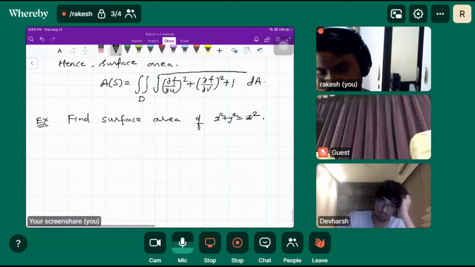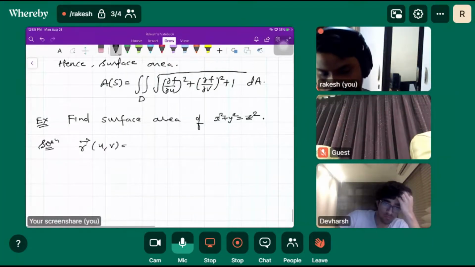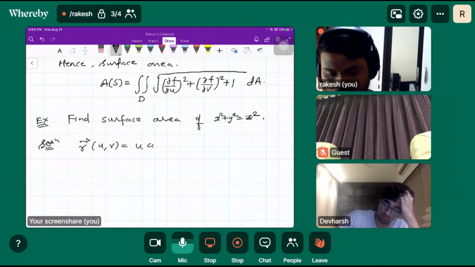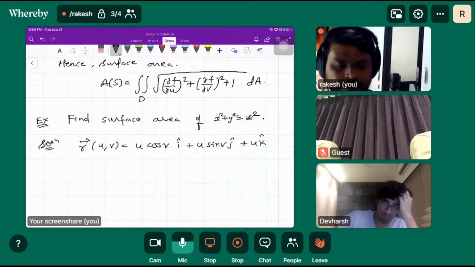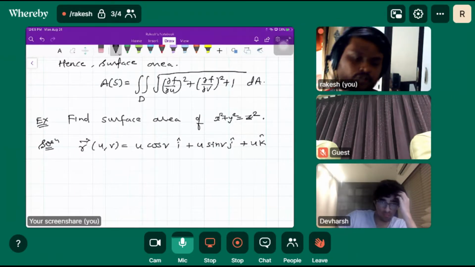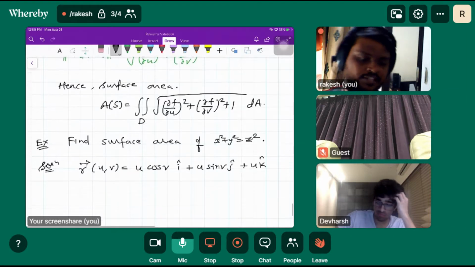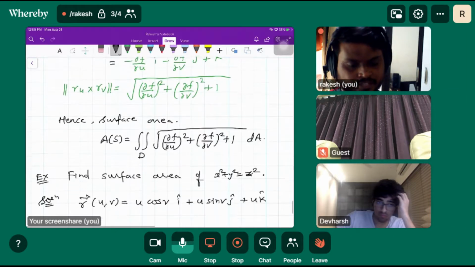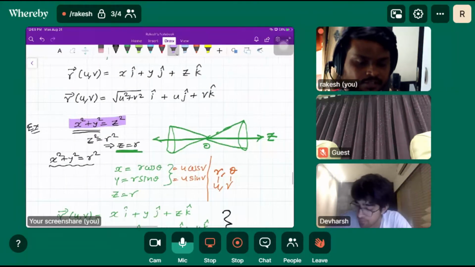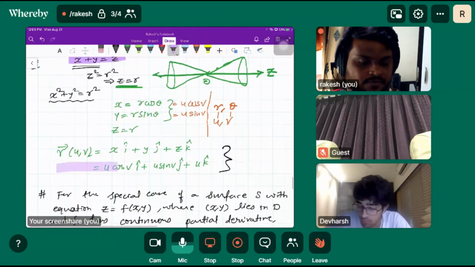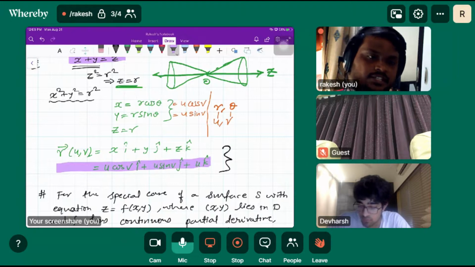So R, the vector rotation of the surface, is u cos v i cap plus u sin v j cap plus u k cap. This is the parametric equation of the given surface. Now find out the surface area. I am taking this from the previous example. Is there any confusion here? We got this, and the parametric equation is this, right? I just copied it.